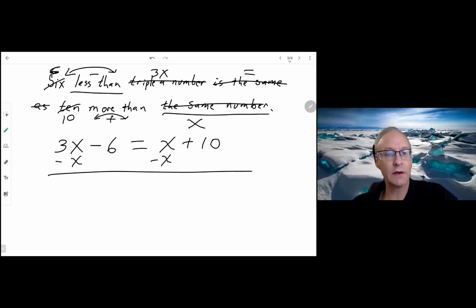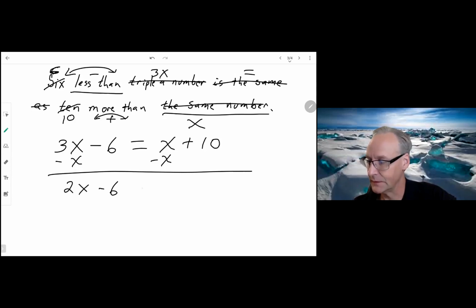A weird error is to take 3x minus x and think it's 3. Be careful, that's not 3. If you take 3 dogs and take away a dog, you have 2 dogs left. If you take 3 boxes and take away a box, you have 2 boxes. 3x minus x is just 2x.